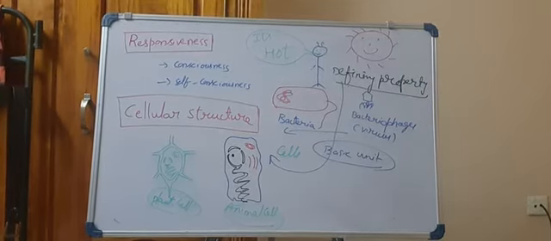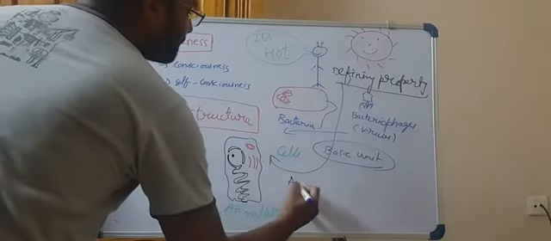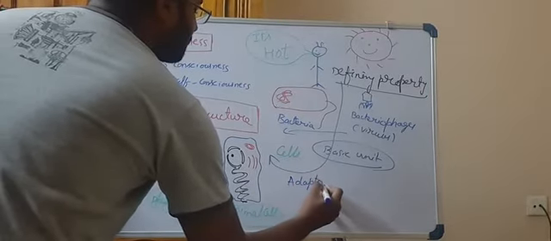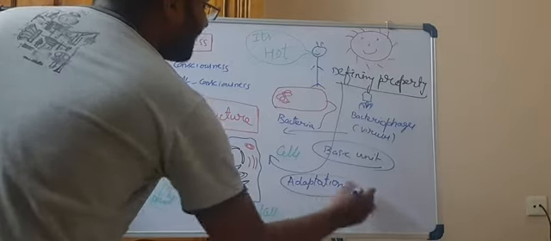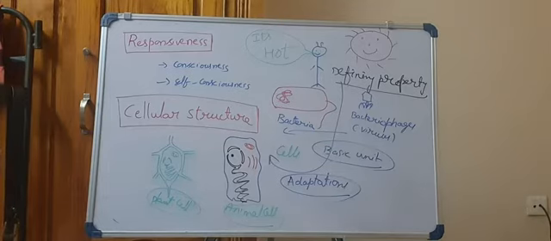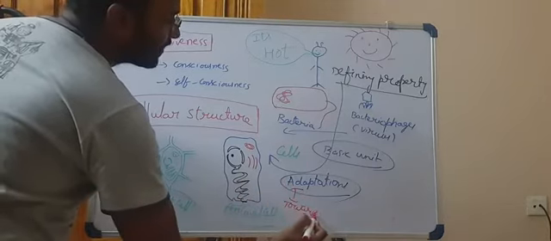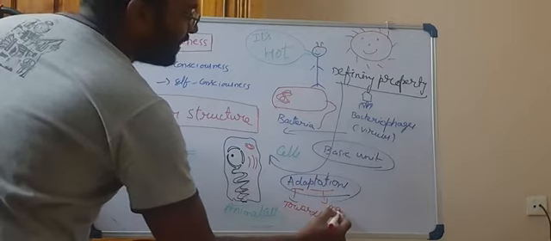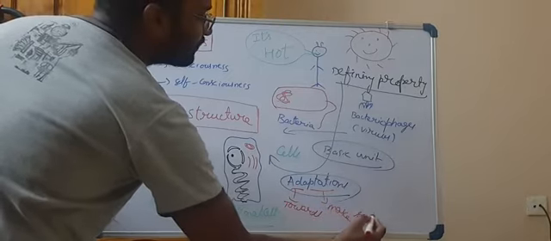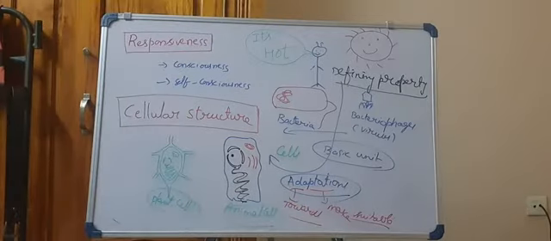So our next concept is adaptations. What do you mean by adaptations? Adaptations is a term made up of two other words. Ad means towards. Apt means make suitable. So making suitable towards something can be called adaptations.